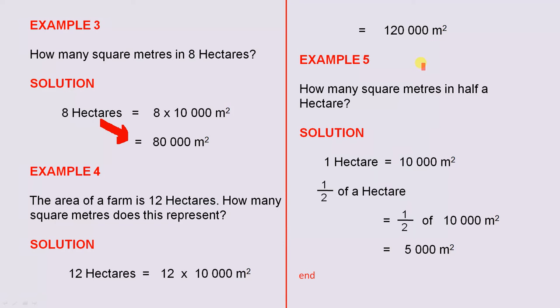Example 5. How many square metres in half a hectare? If 1 hectare is 10,000 square metres, that means half of a hectare is a half of 10,000. And half of 10,000 is 5,000 square metres. So half of a hectare is 5,000 square metres.